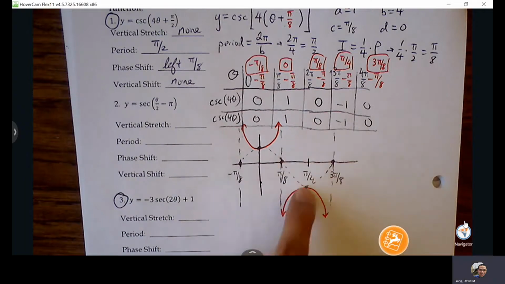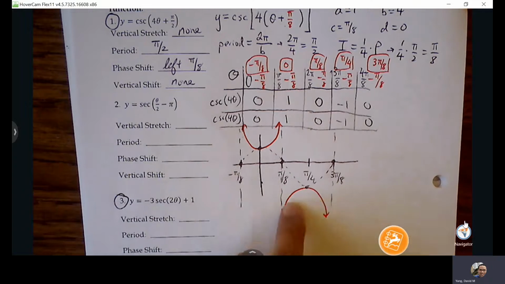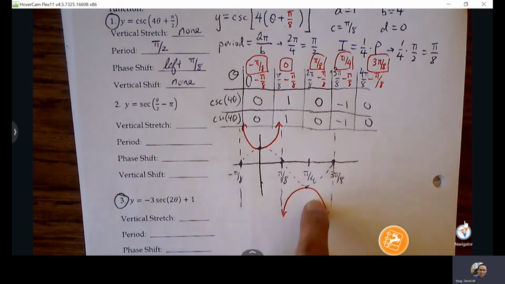I need to see where these points are, and I need to see your asymptotes. Oh, that's right. No, you don't have to graph any ordered pairs. Yeah, just the main ones.